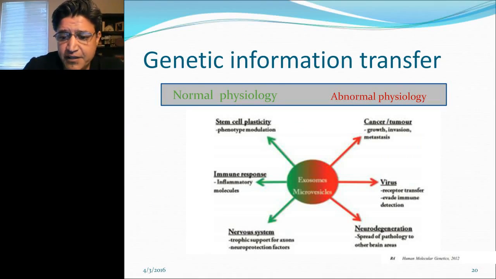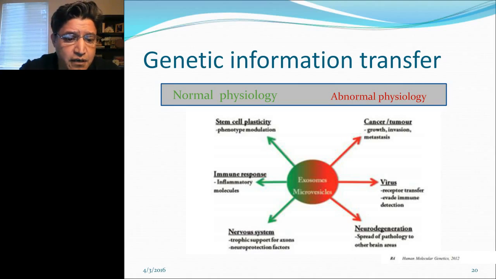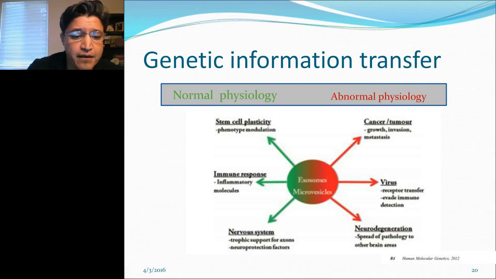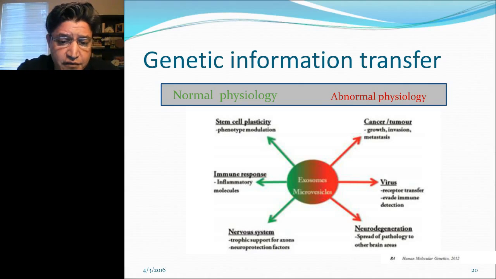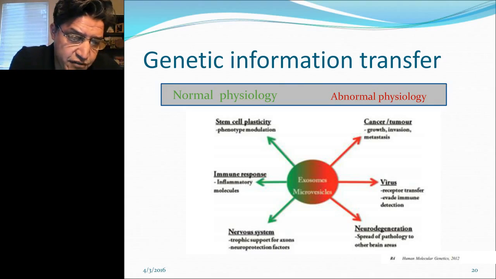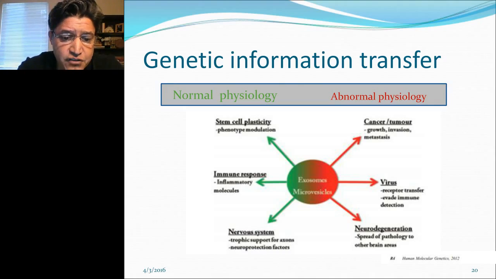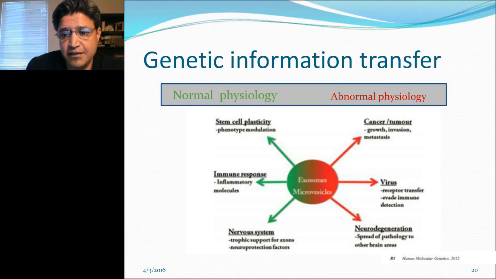There's a bit of a dichotomy in that they're involved in normal physiology and also in disease. With stem cells, they can modulate phenotype, and as I mentioned earlier, they've been identified as morphogens in developmental biology. In immune response, they carry inflammatory molecules and are involved in antigen presentation. And in the nervous system, they carry neuroprotective factors, and they act as trophic support for axons. And then on the red side of things, in cancer, as mentioned earlier, they are involved in growth, invasion, and metastasis. And in neurodegeneration, they can spread pathologic characteristics to other regions of the brain, and that is seen in cancer as well.